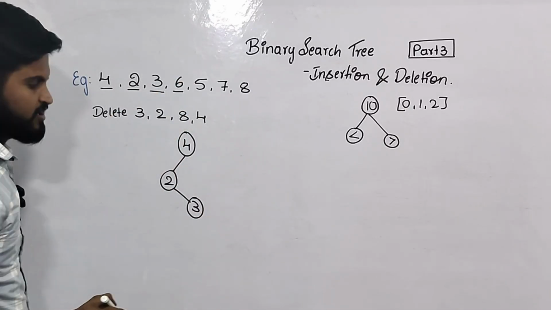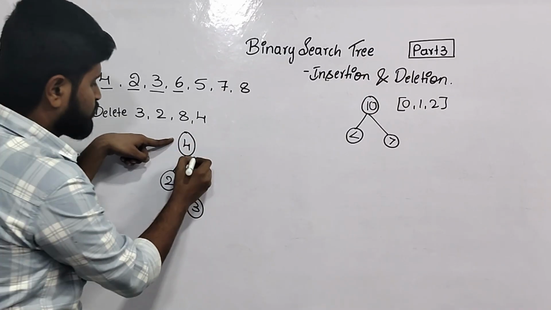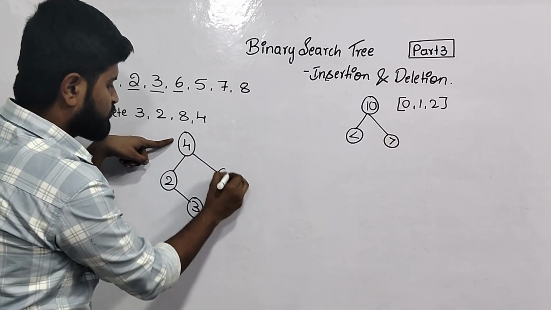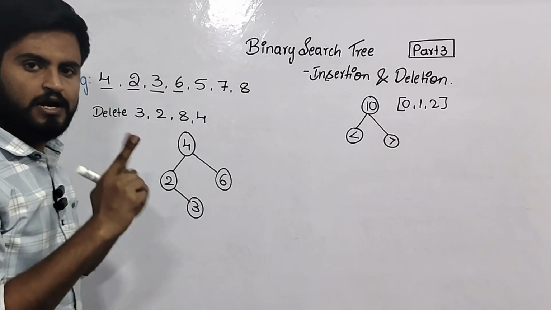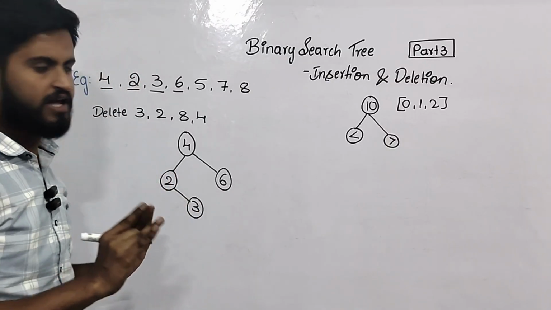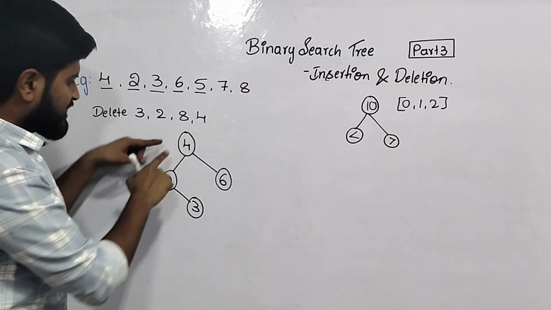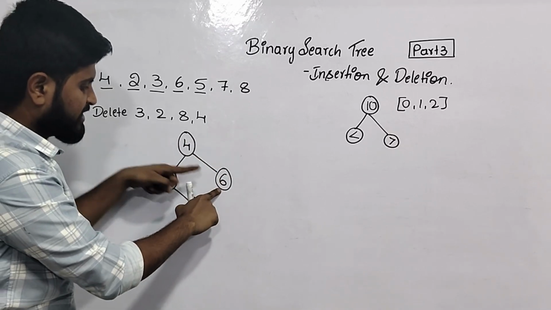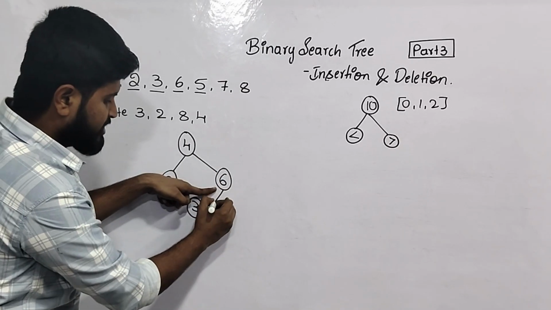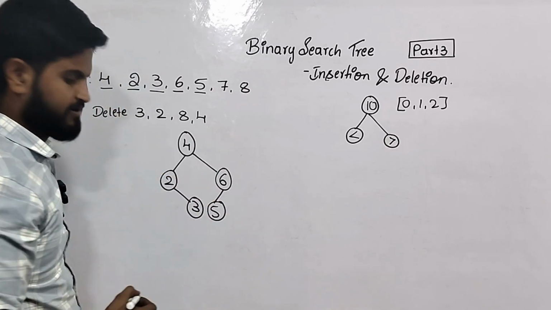Next is 6. 6 is greater than 4, so it will go to the right side of 4. So you must start the comparison from the root node itself. Next is 5. 5 is greater than 4, so it will move to the right, but it is less than 6, so it will come to the left. So 5 will be here.